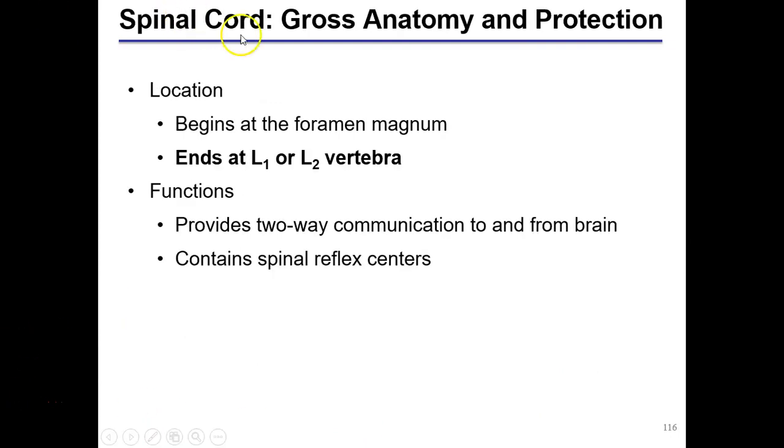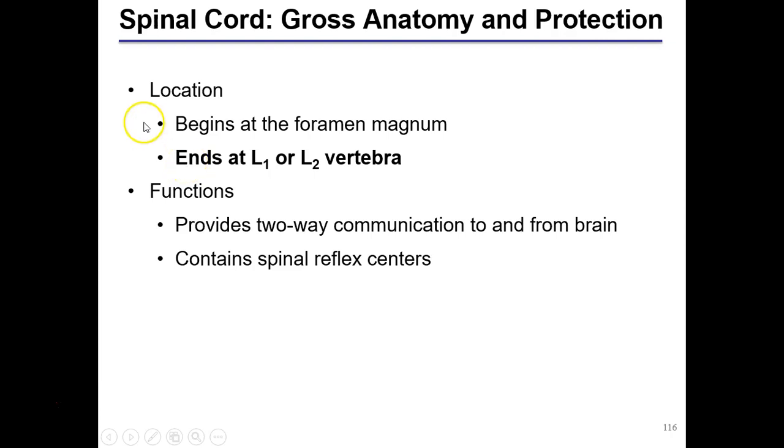So the spinal cord, we're going to look at its basic anatomy and the protection in various locations that it is afforded. In terms of location, the spinal cord begins at its upper end at the foramen magnum.